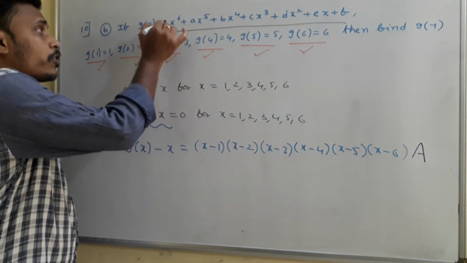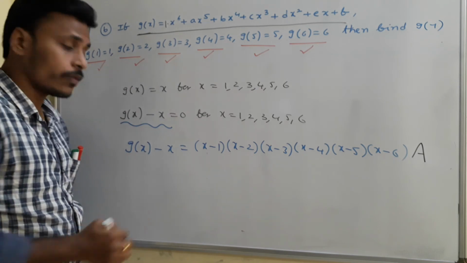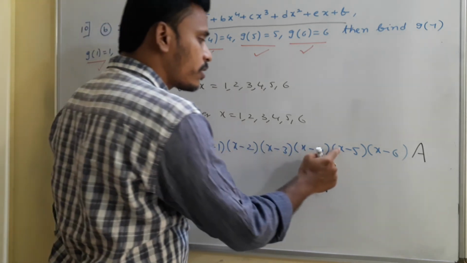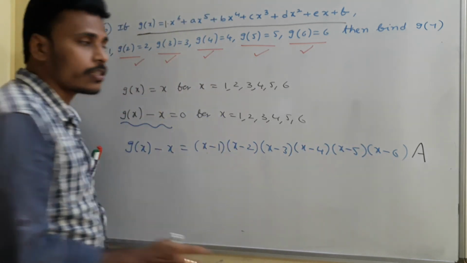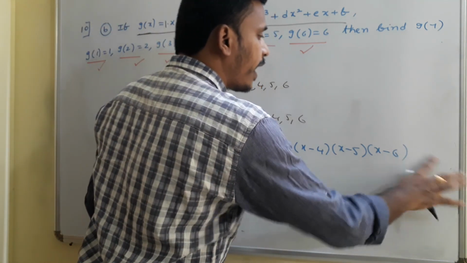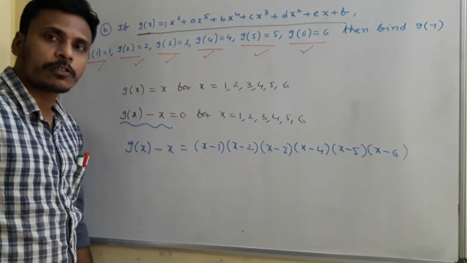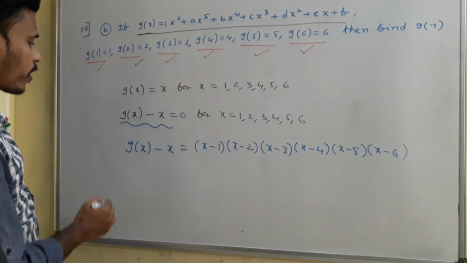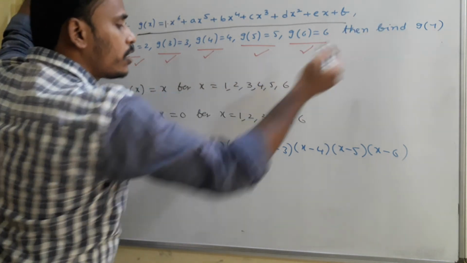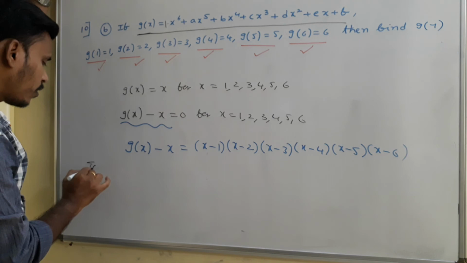And the coefficient of x power 6 is 1 here. So when you multiply all these things, to make the coefficient of x power 6 as 1, you need to take that constant as 1. So this is simply g of x minus x. This is g of x minus x, but what we need is g of 7. Now take x is equal to 7.